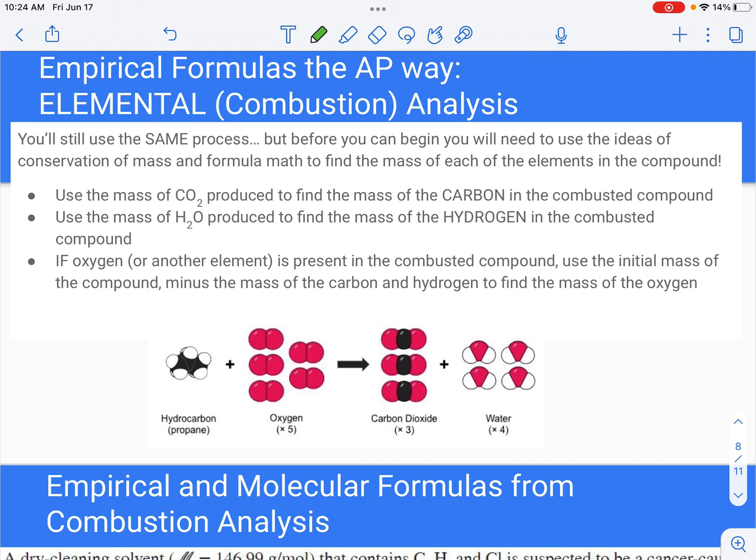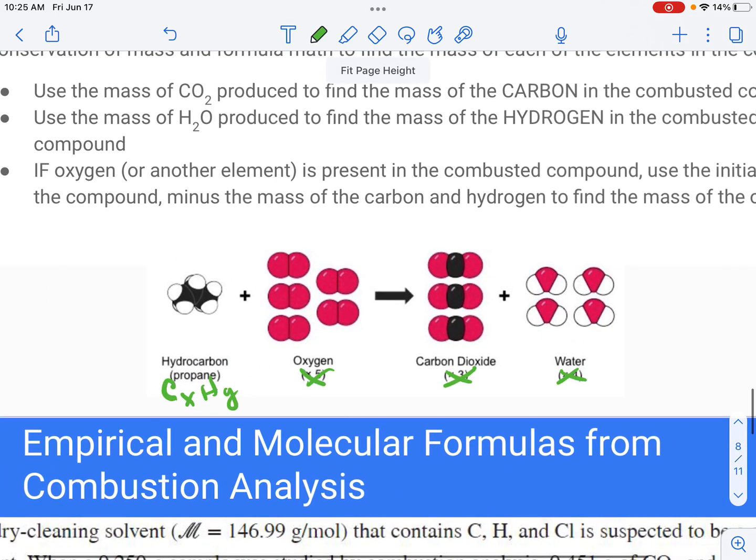So basically you're thinking that we're going to use the law of conservation of mass and the math of formulas to find the mass of each of the elements in the compound. So what I want you to see is that if we burn a hydrocarbon in oxygen, we're going to get carbon dioxide and water, right? The problem is that if you don't know the formula, this is just CxHy, we have no idea what these amounts are.